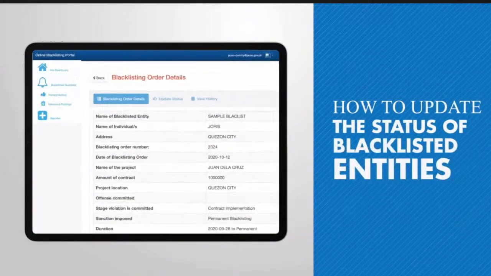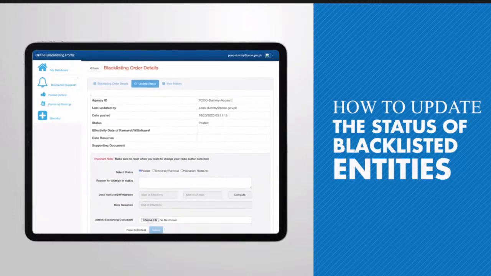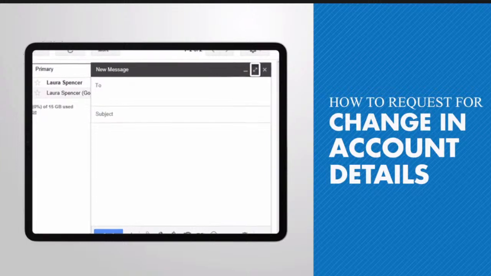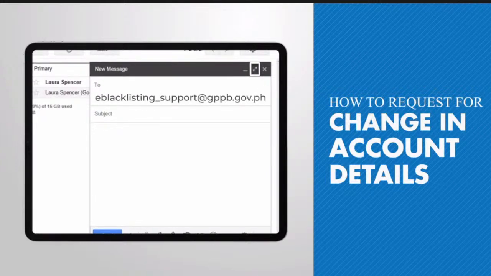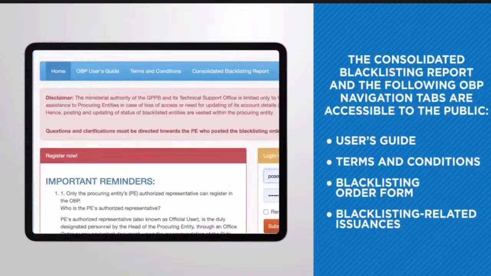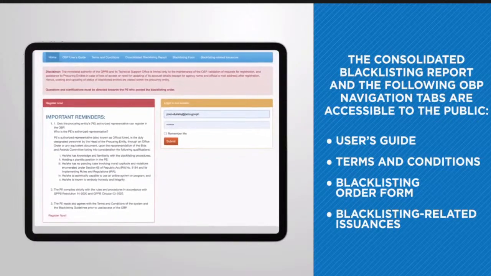You can simply click on the Update Status tab from the Blacklisting Order Details screen. In case you need to change or update your account details, you may send a request to the email address flashed on your screen. For more details, you may visit the OBP homepage to access these files.